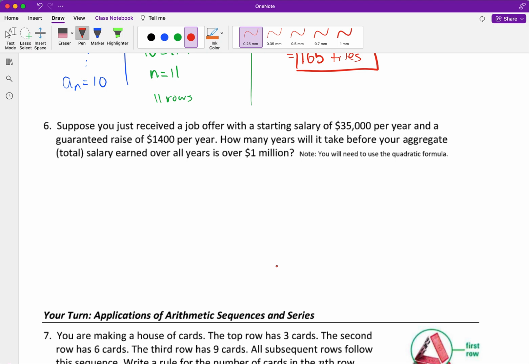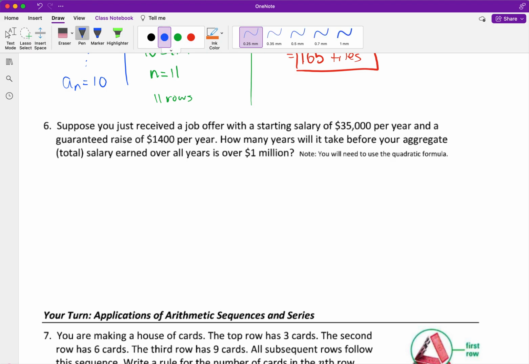How many years will it take before your aggregate, that's a really fancy way to say total, okay, your total salary earned over all of those years is over $1 million. So we're trying to say, like, if you add up each year, when will you have made $1 million? You're obviously not going to have $1 million in your bank account unless you don't touch any of that money each year. But, collectively, how much until you've made that?